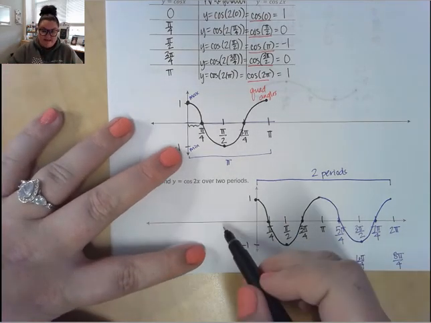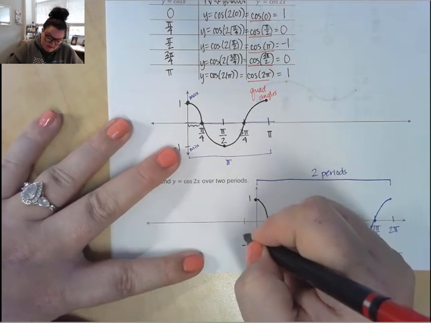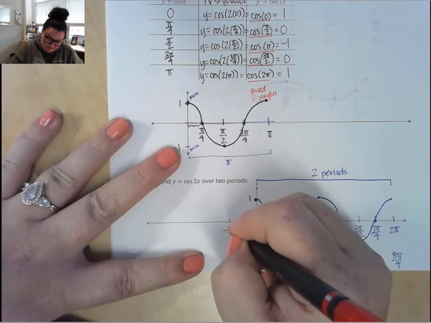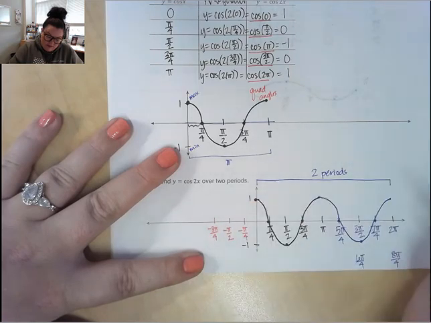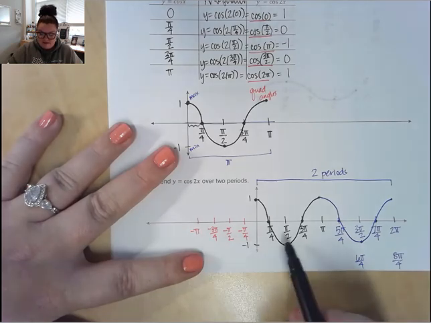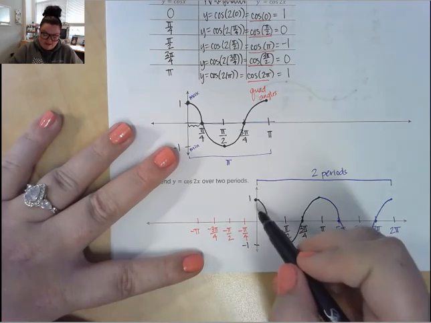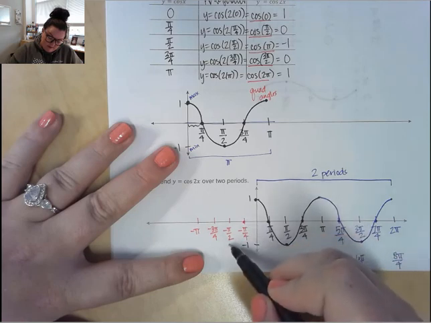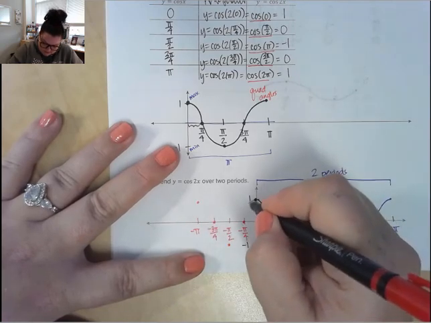So again, if I want to extend it, I'm still counting by pi's over 4. So if I go in the negative direction, this is going to be negative pi over 4, right? And then negative pi over 2, and then negative 3 pi over 4, and then negative pi. So that one was actually an easier one to write these down because we use these same measurements, right, just in the negative direction. Okay. And then I just continue the curve on. So if this is up at 1, this is going to come down to 0. This is going to be -1, back up to 0, back up to 1. So we go ahead and draw in our curve.